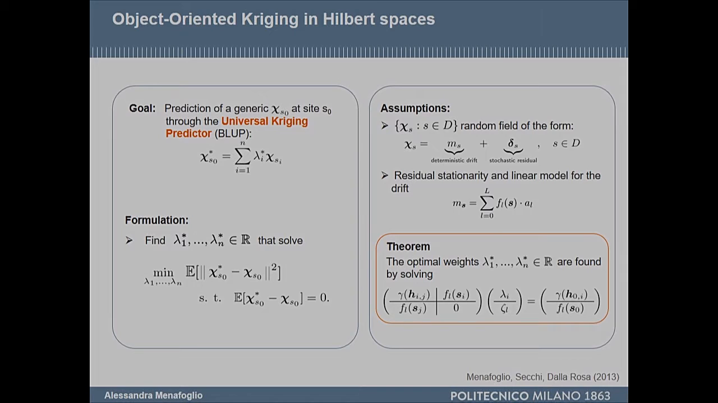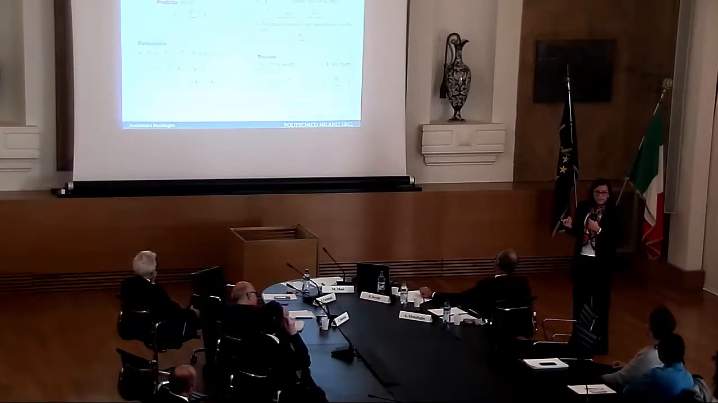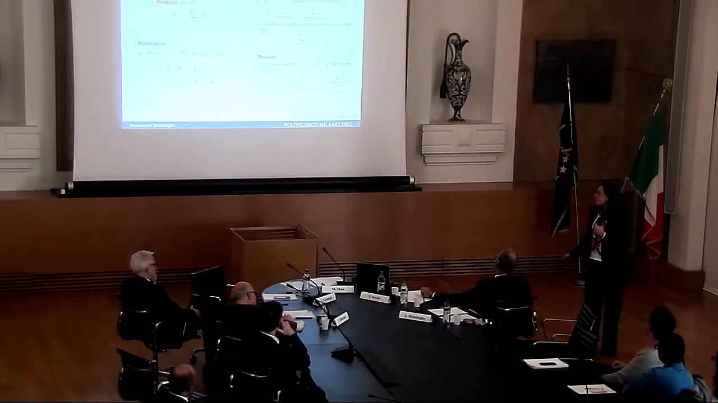Now, under these two quite intuitive assumptions, we have that the problem of Kriging is well posed, and we can find these optimal weights by solving this linear system, which has the very same form as its classical counterpart, and it has the same dimension of the matrix system that we would get in the scalar case. So we also have the same kind of complexity in solving the problem.